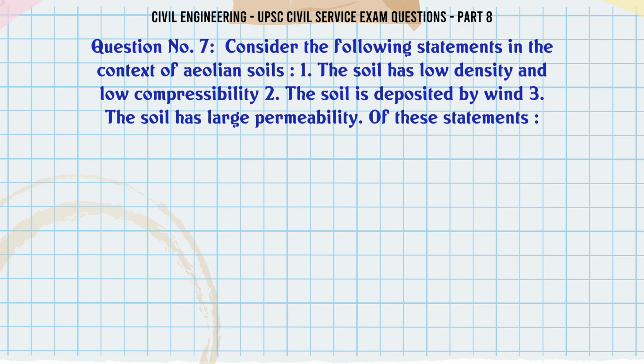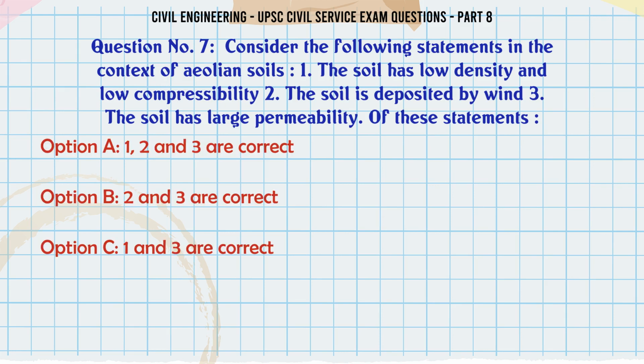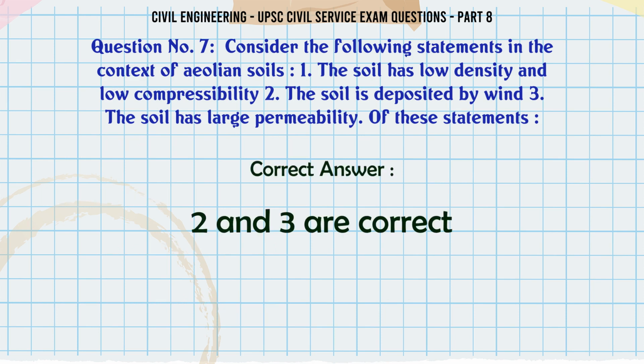Consider the following statements in the context of aeolian soils. 1. The soil has low density and low compressibility. 2. The soil is deposited by wind. 3. The soil has large permeability. Of these statements, A. 1, 2 and 3 are correct. B. 2 and 3 are correct. C. 1 and 3 are correct. D. 1 and 2 are correct. The correct answer is 2 and 3 are correct.